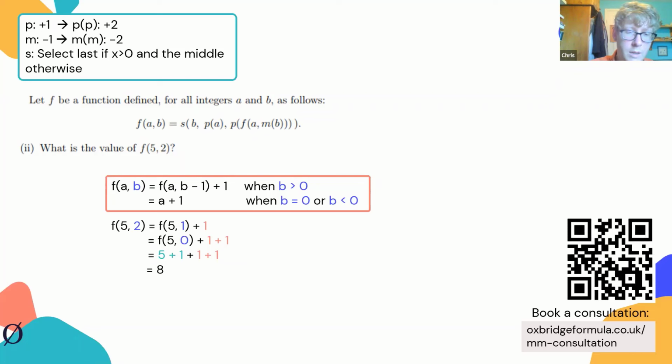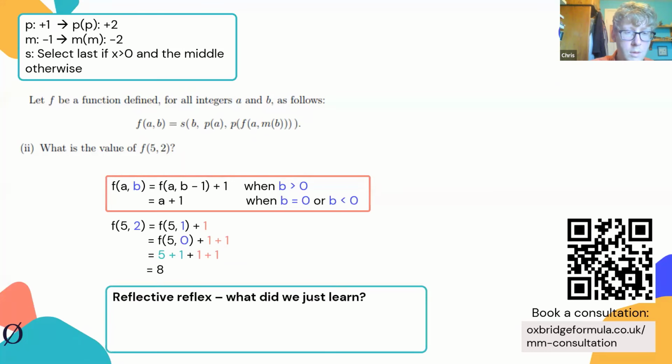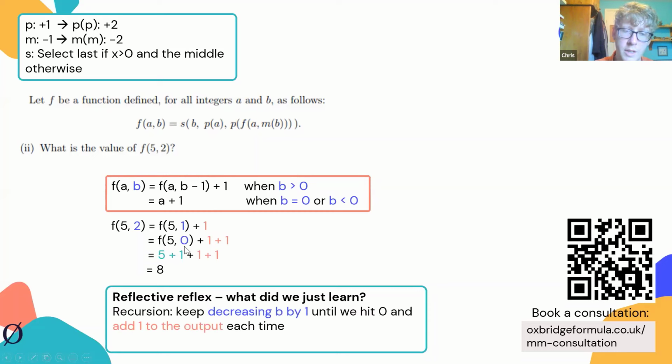But as Pavel said, the more important thing is what did we learn from this that we can use in the next part? You could think of this as reflection. We're reflecting on the question we just did and asking what we learned. Let's try to summarize what the process of working out this function was. We've got a couple of steps where we just decrease B by 1 and then add 1 on the outside. And we just do that again and again. And it stops when we hit 0.